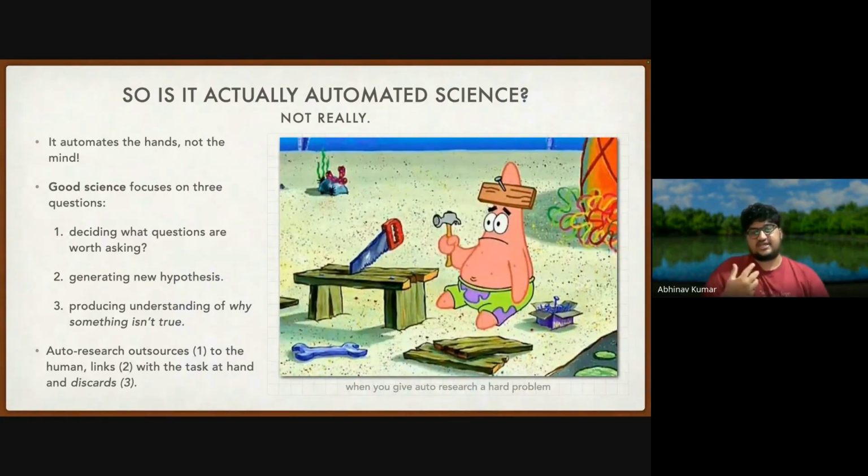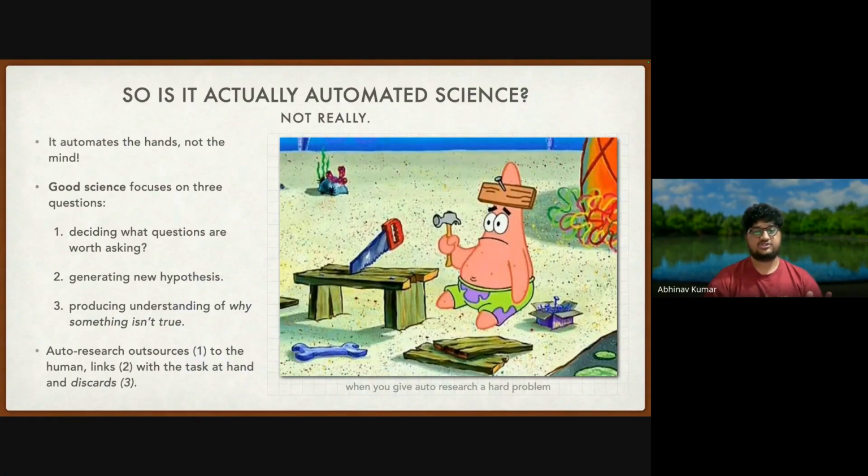What I mean by this is that good science overall focuses on three questions. One is, what are the questions worth asking? That's what we mean by research taste: is this question actually helpful, or is it surprising? Second is generating new hypotheses. And third is producing an understanding of why something isn't true. Auto research over here just outsources the first part, deciding what questions are worth asking, to you. You are the one deciding what task it should do and what structuring it should follow, which links to the task. And generating new hypotheses itself is the hyperparameter tuning it does with the train.py file.